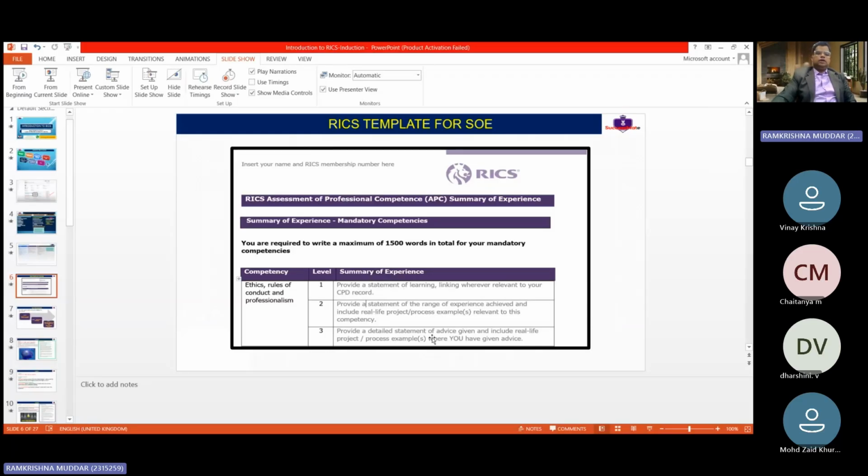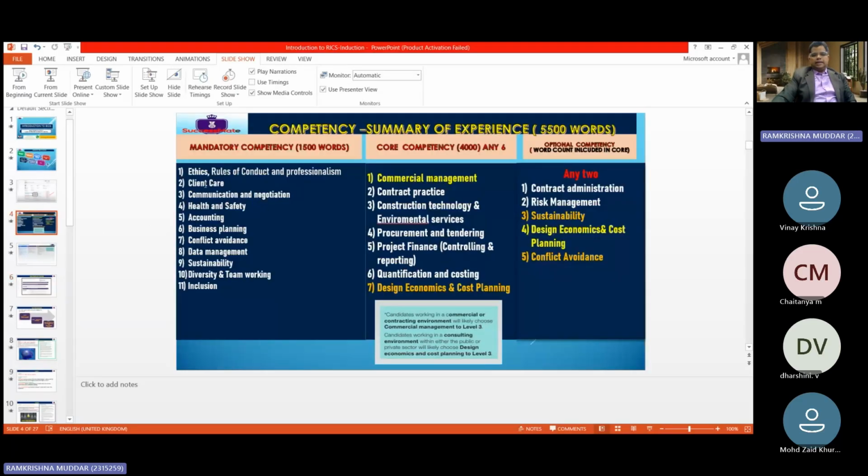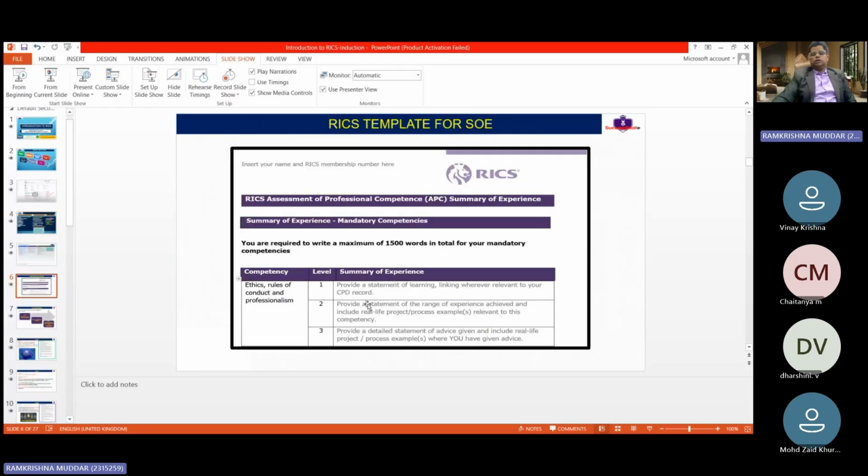Similarly, we will be going through client care, then communication and negotiation. All these competencies we will go through. The moment we go through it, I will share the slides, then you start writing about how in your experience you have gained this. You understand? The picture is getting clear, what RICS is expecting and what we need to do.